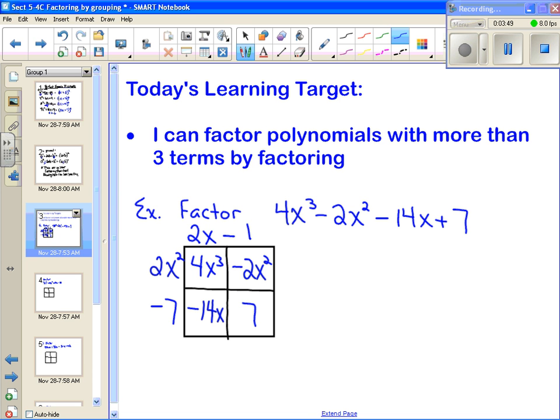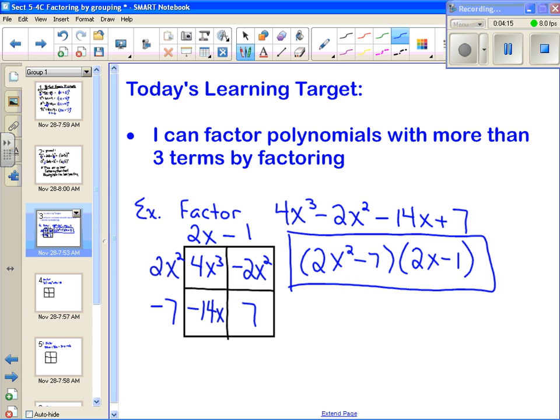And double check the last box. Negative 1 times negative 7 is a positive 7. And you're done. So you have (2x squared minus 7) times (2x minus 1). And since they're both subtraction, I suppose I could double check, especially this, to make sure I didn't have the difference of 2 squares, because it's possible you could have that, but I don't. So this would actually be your answer in factored form. So when you have 4 terms, you're going to make a box, and you're going to put 1 term in each box. So these you should find are not too difficult.